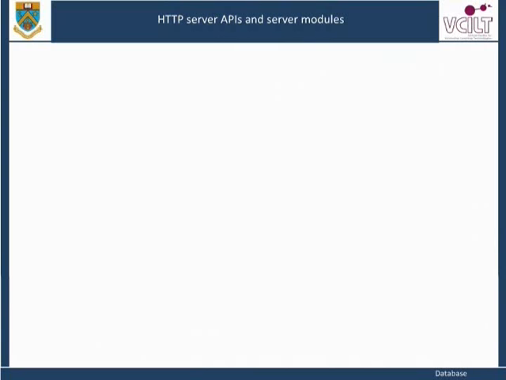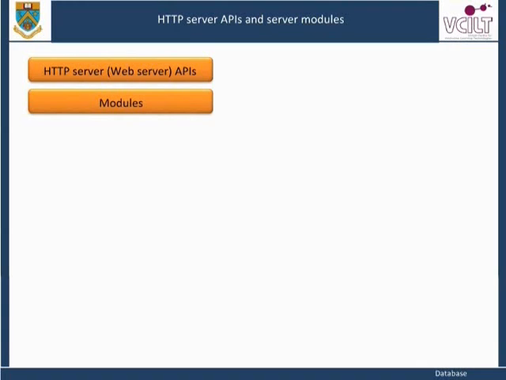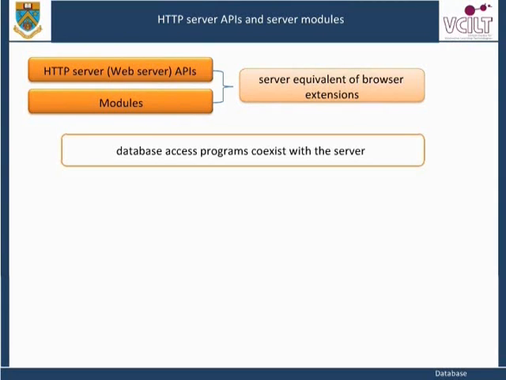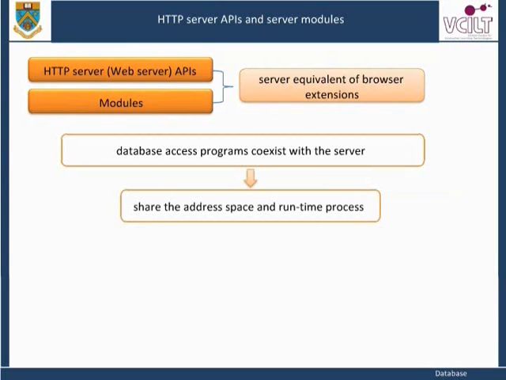HTTP server APIs and server modules. HTTP server, web server APIs, and modules are the server equivalent of browser extensions. The central theme of web database sites created with HTTP server APIs or modules is that the database access programs coexist with the server. They share the address space and runtime process of the server.